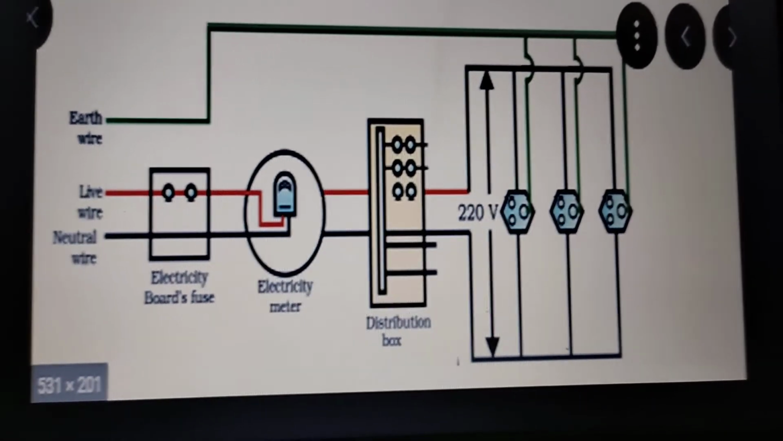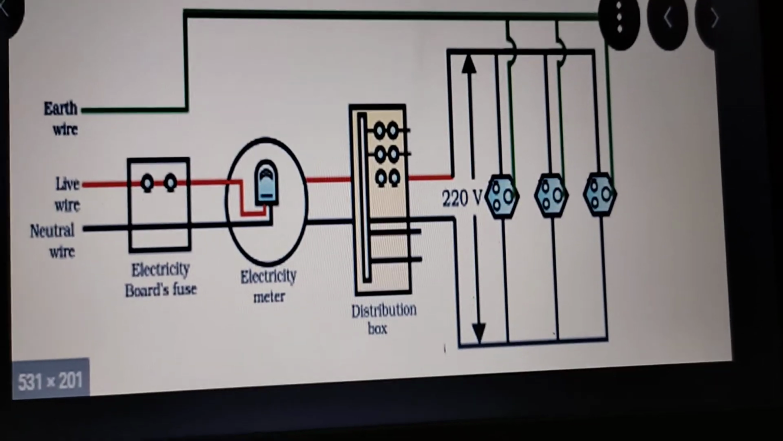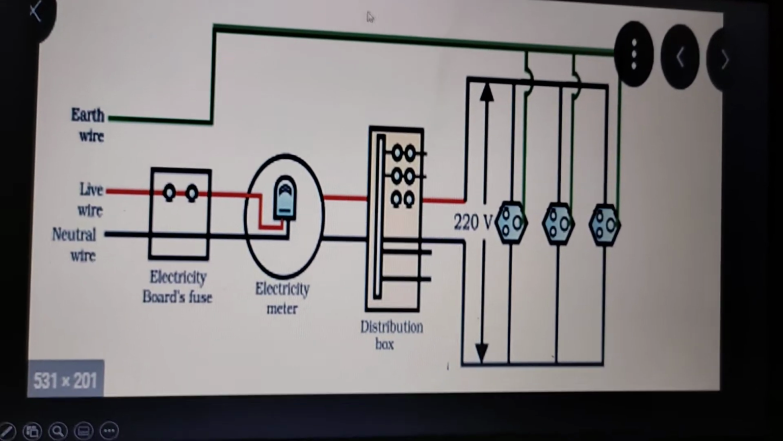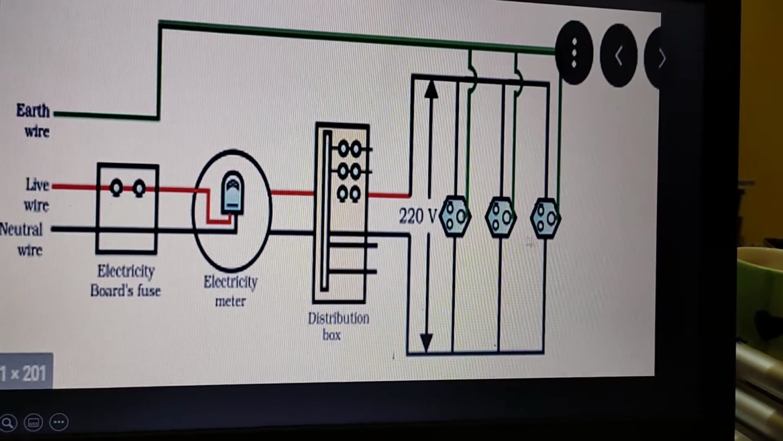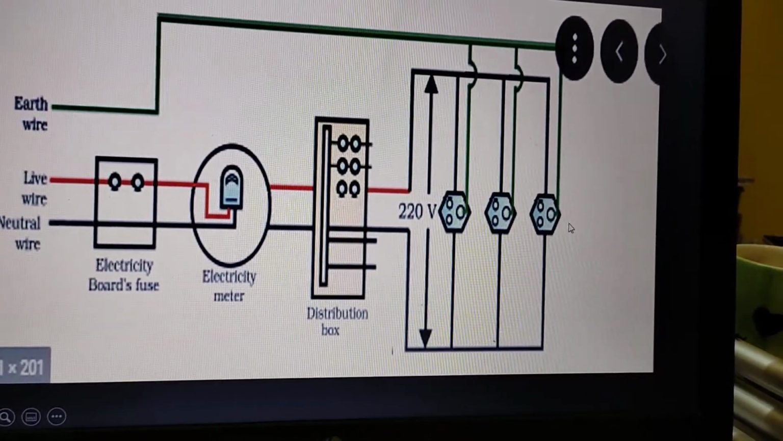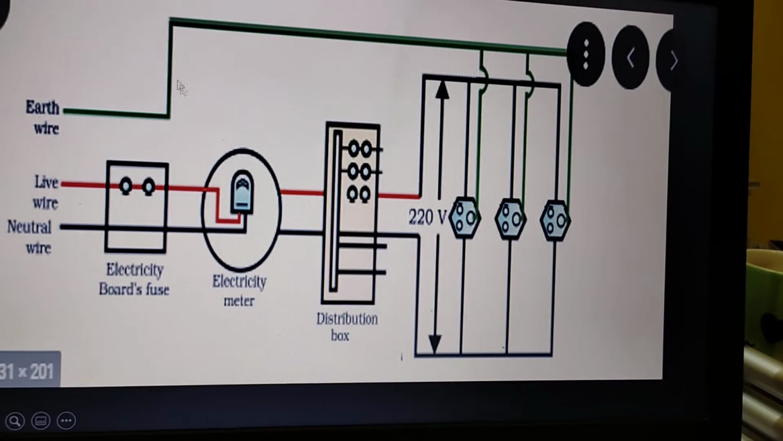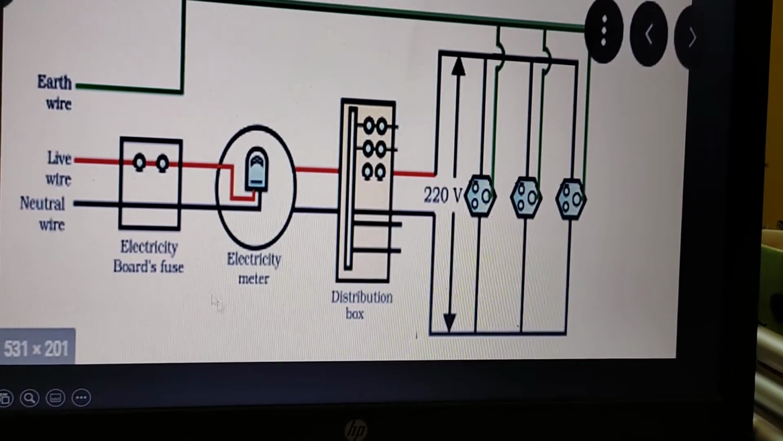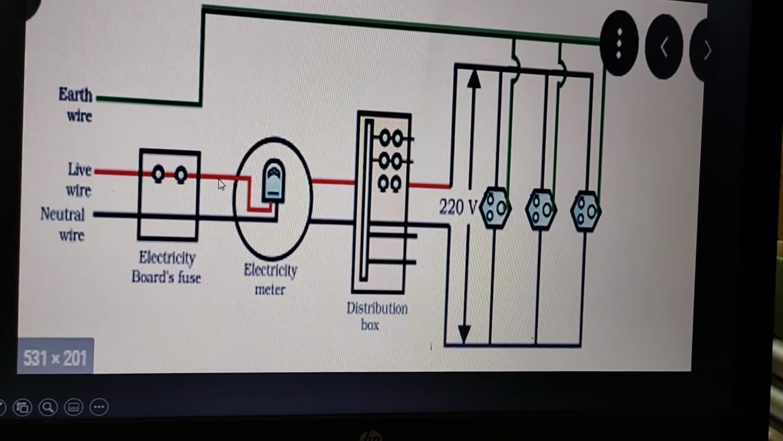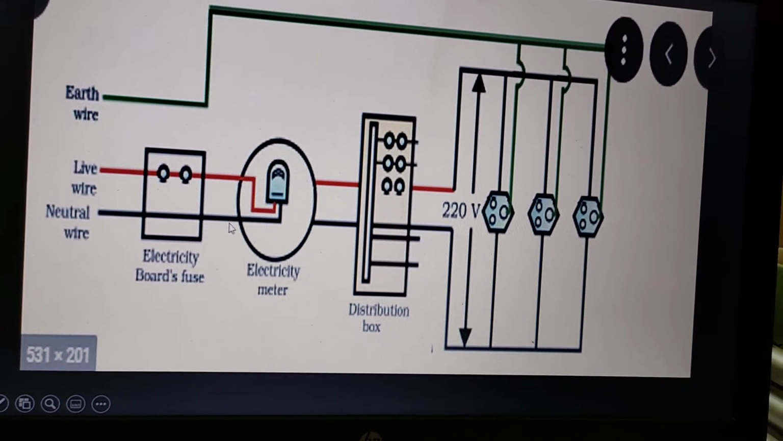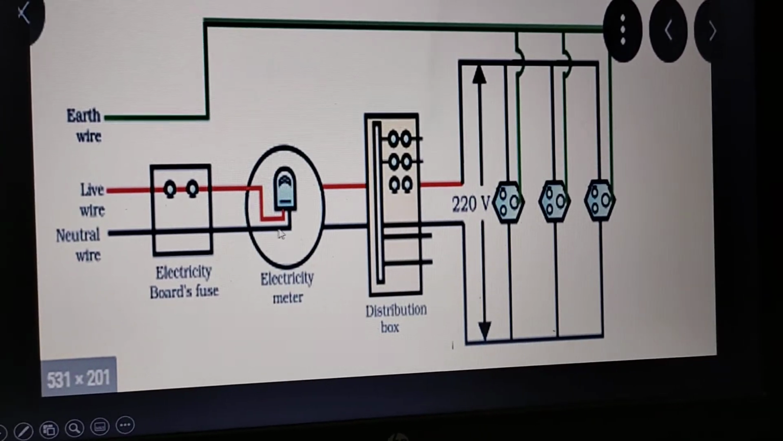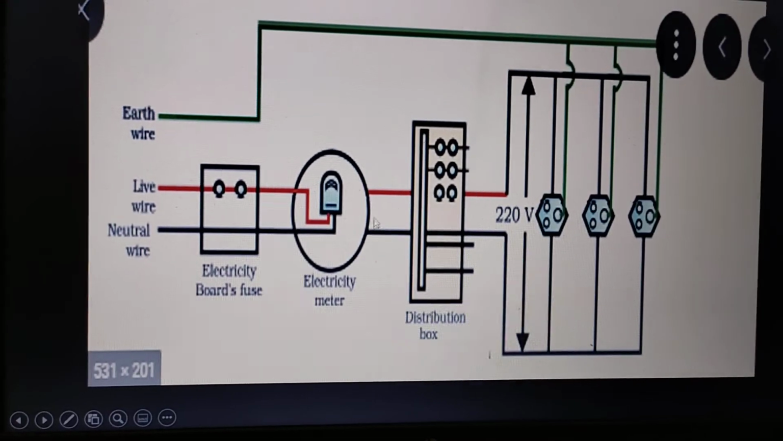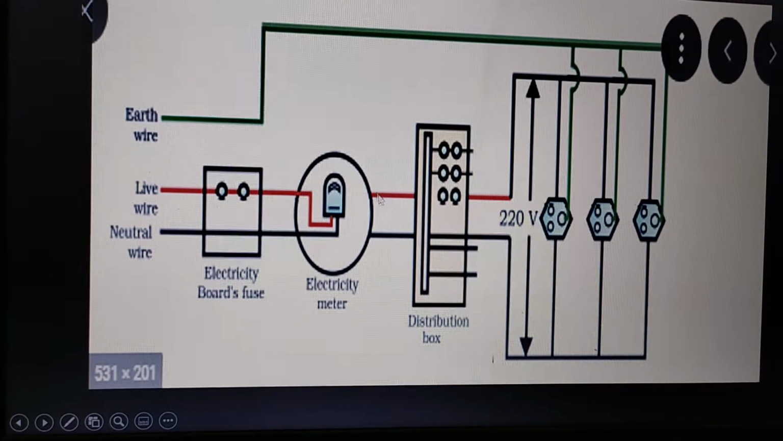Now see, how does our house wiring look? You can see this is the earth wire. The earth wire is connected to every 3-pin plug. 1, 2, 3, I have used 3 types of 3-pin plug. So the earth wire is connected to all the 3-pin plugs. Now from the electricity supply, the positive terminal is connected to the live wire, and the negative terminal is connected to the negative terminal. This is connected to the electric meter, which measures how much electricity is consumed.